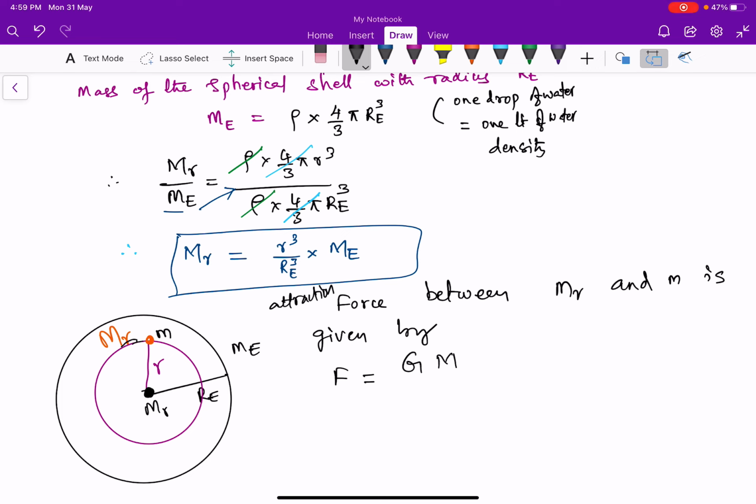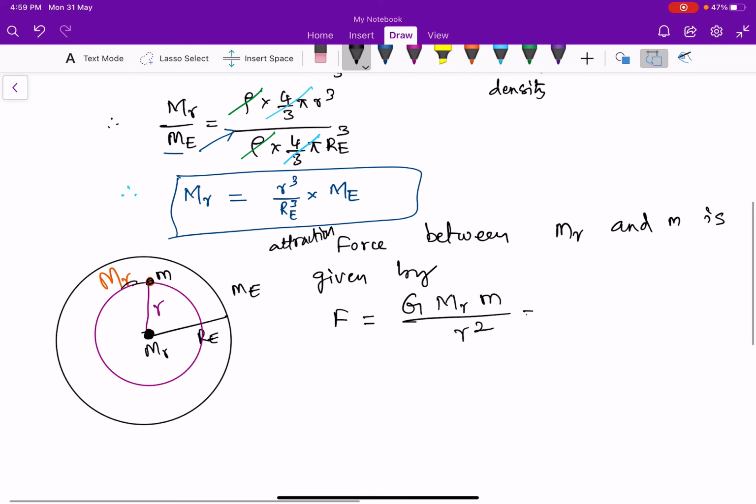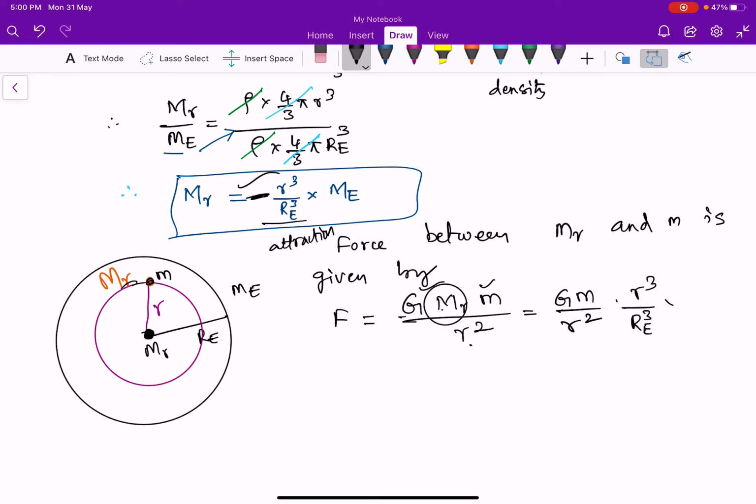m1 is nothing but Mr, m2 is nothing but m, the mass of the particle, divided by r square. G m1 m2 by r square. Here Mr is equal to r cube by Re cube times Me. So in the place of Mr I am writing this value: r cube divided by Re cube into Me.